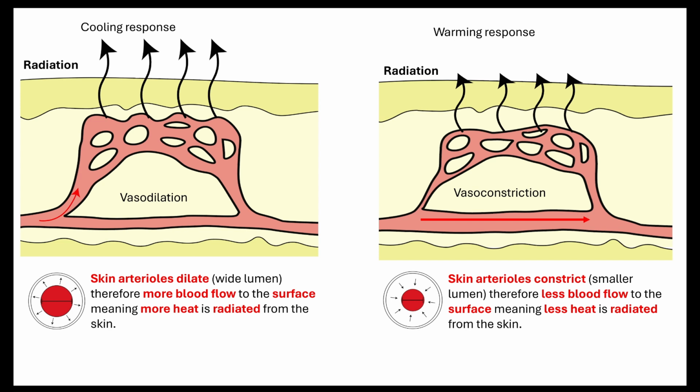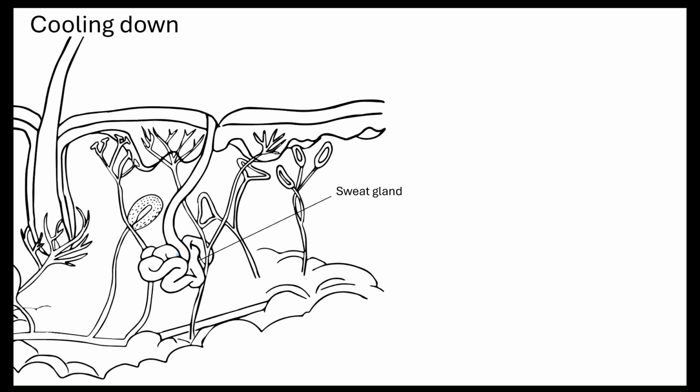So it's important that you're using the terms skin arterioles that are either dilating or constricting. And how do they dilate or constrict? Well, the signals that are being sent go to the muscles, the smooth muscles, which are part of the blood vessels. So they could link in module 3 here and the structure of the blood vessel. So another way of cooling the body down is through the production of sweat.